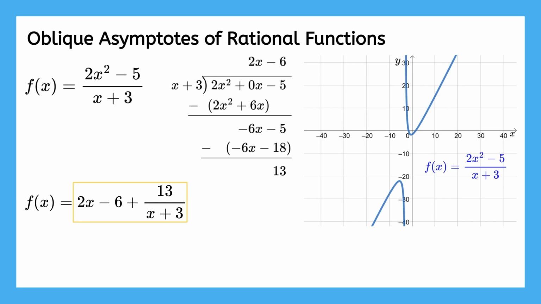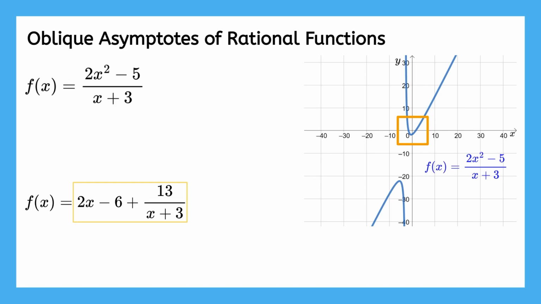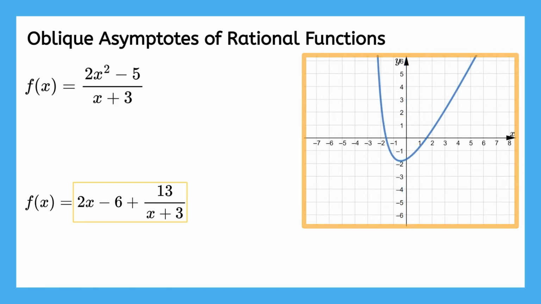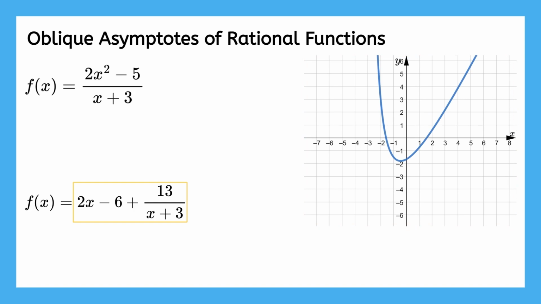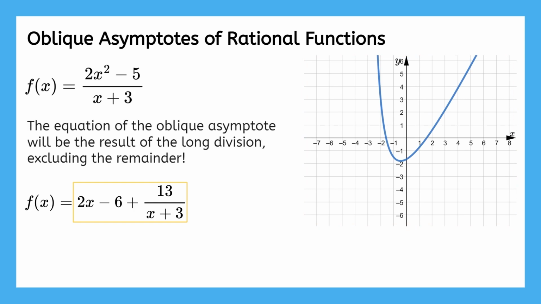And the slant asymptote is hiding in plain sight in this new equation. Let's check out the graph to see why. You might have noticed that the graph is counting by tens here. We're going to zoom in on part of the graph near the origin. Now that we're zoomed in, here's a cool and helpful fact. For functions like this, the equation of the oblique asymptote will be the result of the long division, excluding the remainder. In this example, that was 2x minus 6.